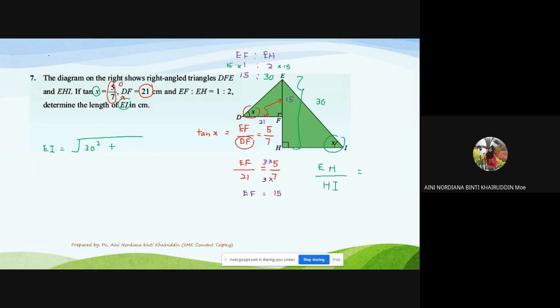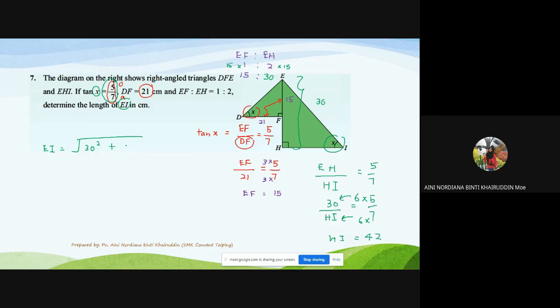Equals 5 over 7. So EH, you already know just now EH is 30. So 30 over HI equals 5 over 7. So 5 times 6, you get 30. So here also times 6, you will get HI 42.